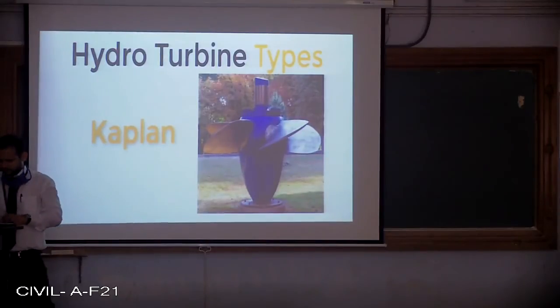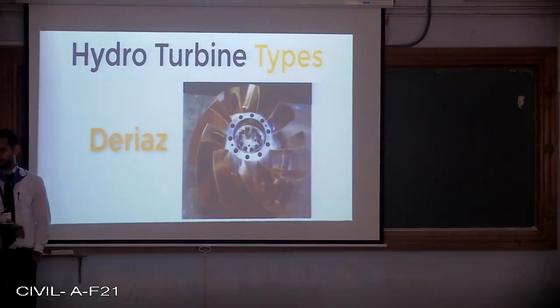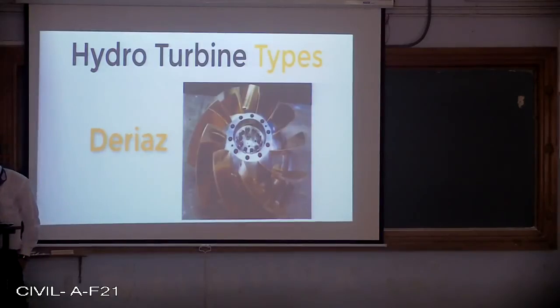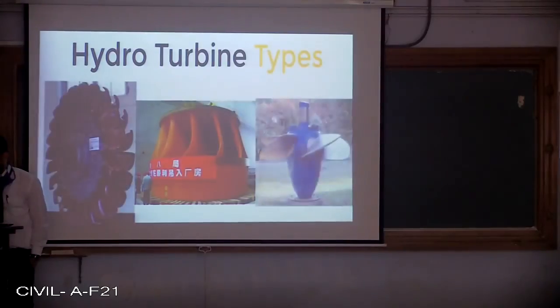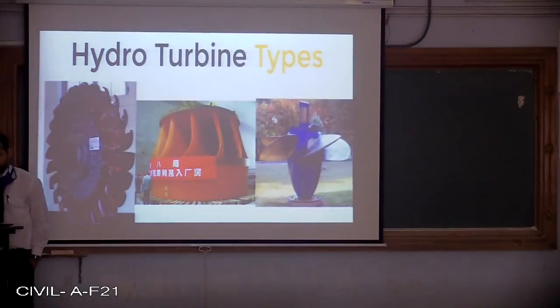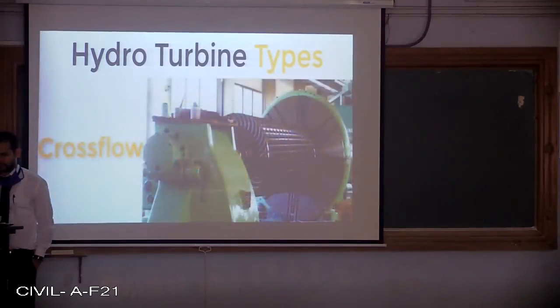Less common types of turbines would include the Darius turbine. Darius turbine was designed in the 1900s by Paul Darius, or Darius, depending on how you pronounce it. But this is not considered one of the main three types of turbines. This is not in the main group of turbines. You're much more likely to see the Francis, Pelton, or Kaplan turbine than you are the Darius turbine. Another sub-turbine would be the cross-flow turbine, but again, this does not belong to the main three.